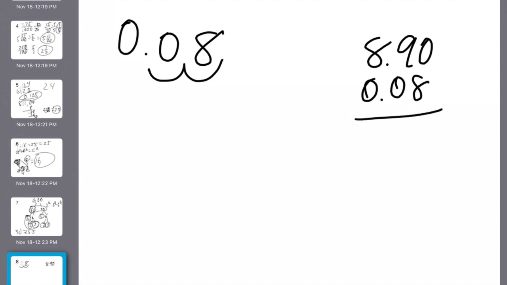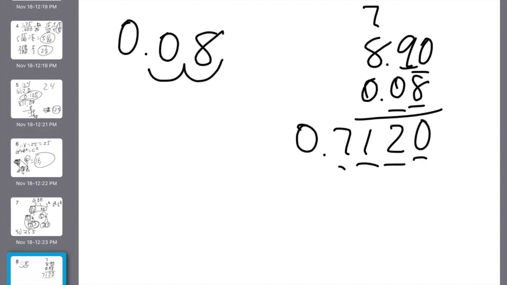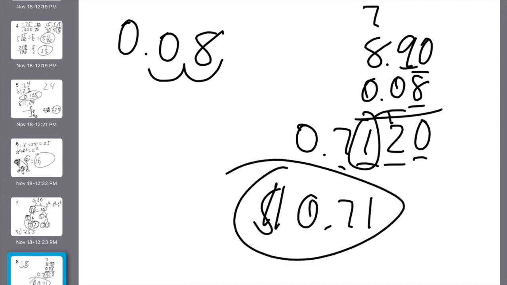8 times 0 is 0. 8 times 9 is 72. Write the 7. 8 times 8 is 64 plus 1 is 71. 1, 2, 3, 4. 1, 2, 3, 4. Decimal point. Dollar always has 2. Look to that one. So I have 0.71. It's 71 cents of tax on an $8.90 item.